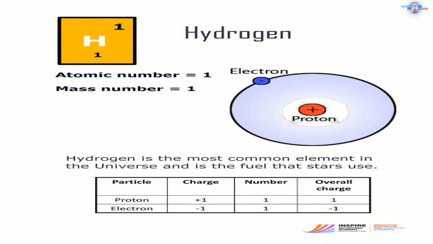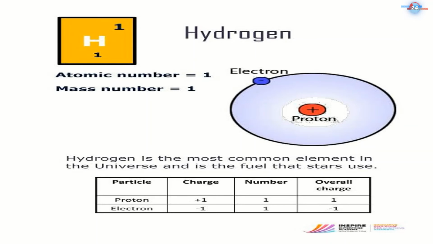Now, I want to define these 2 terms, atomic number and mass number. When I am talking about atomic number, this is the number of protons in the nucleus of an atom. That is the atomic number. So when you see the atomic number, remember, this is the number of protons only.